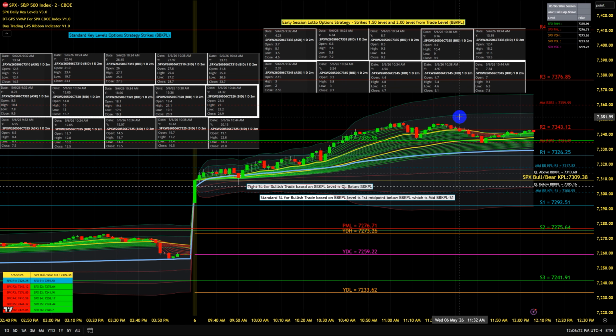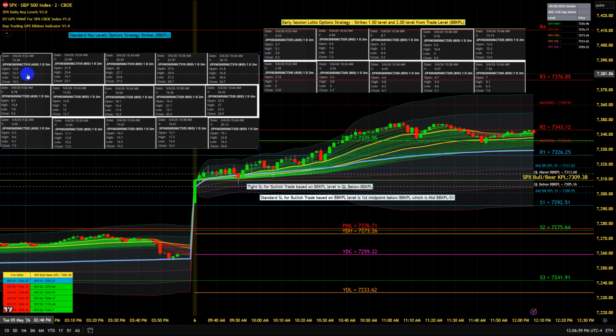Now, how you figure the three different option strikes is as follows. In this case, the trade is off the bull bear key price level, the bull bear KPL. That is the level that we're basing the trade on. It is a bullish trade. So in this case, the closest strike to the 7309.38 level is going to be the 7310 SPX option strike. That is the standard play in the regular option strategy for the key levels.